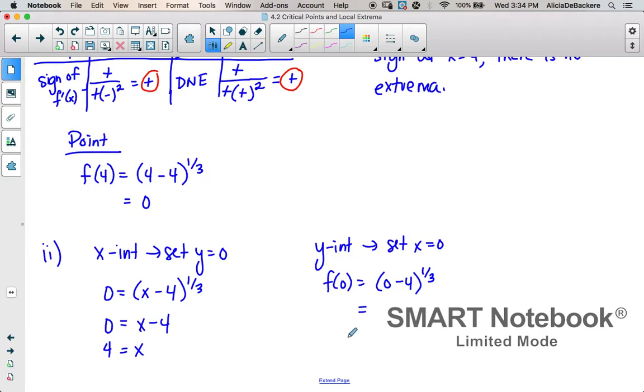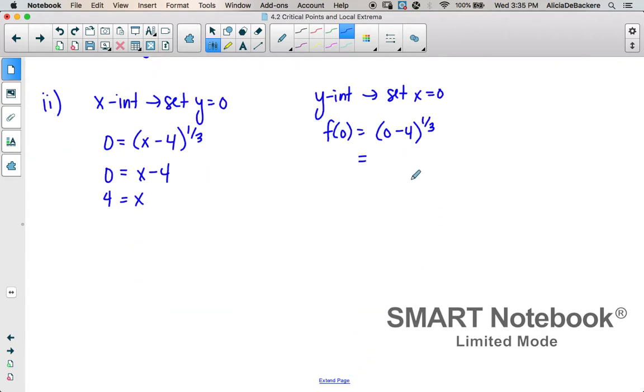So I'm going to end up here with the cube root of -4, which, don't forget, I can take the cube root of negative numbers. If I multiply about -1.6 times itself 3 times, I will get about -4. So I did round my answer there so I could graph it.